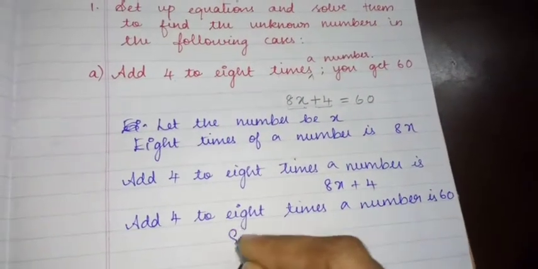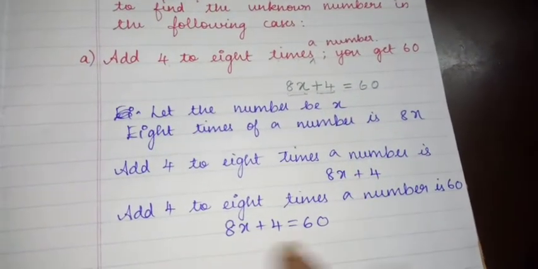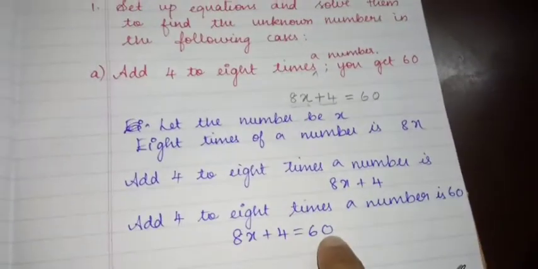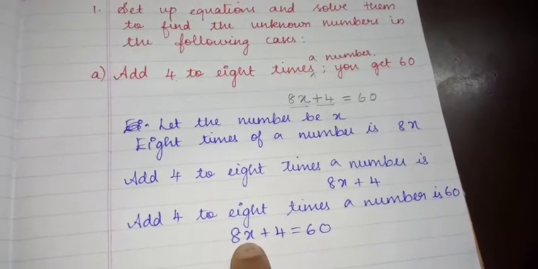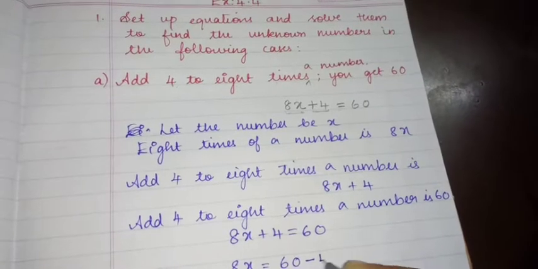Now add 4 to 8 times of a number is 60. So how will you write that equation? 8x plus 4 is equal to 60. So this is your required equation. So I have got the equation now. Now I should find the value of this x because that's your number. So 8x equal to 60 minus 4.